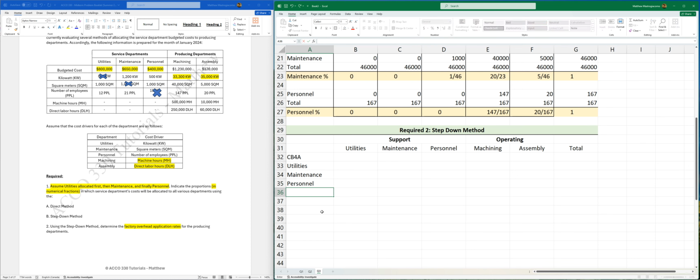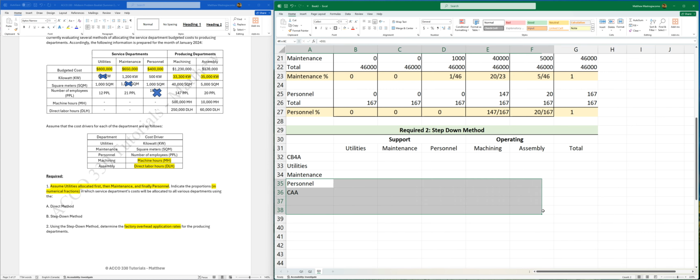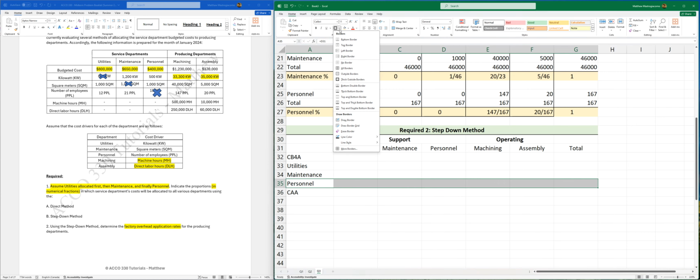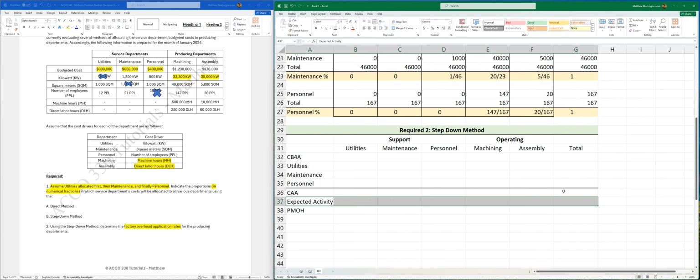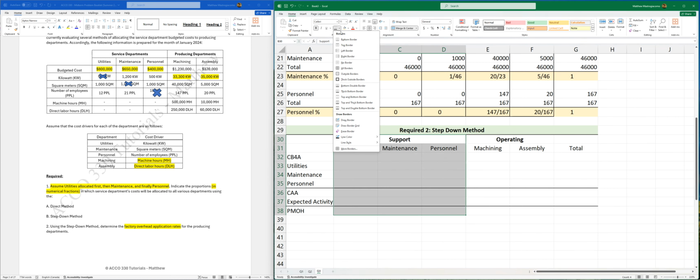Now, here's the thing, guys, from this point. This is how I want you to adjust your template when you're given a question on overhead rates, okay? And look how simple this is, guys. You have your cost allocation, and all I want you to do is then put your expected activity right below. And then that gives you your PMOH, your predetermined overhead rate. And remember, guys, your overhead rate, your production overhead rate, is for the operating departments only.